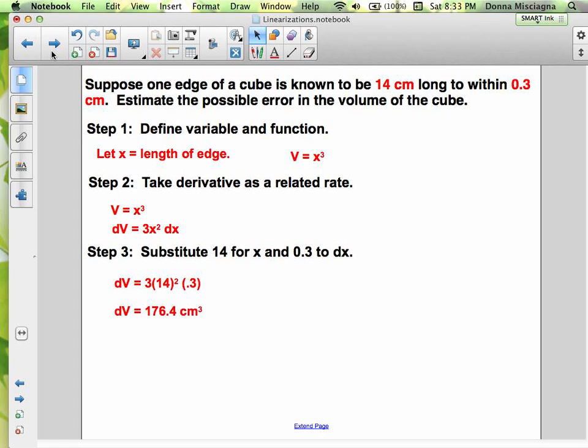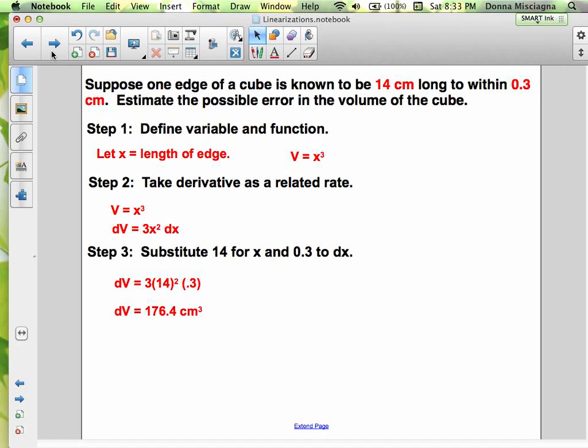All right, so take the derivative as a related rate. We take the derivative of x cubed. That's going to be 3x squared. So dV/dx would be 3x squared. And then to get the linear approximation model, we move that dx. So dV, the change in volume, is equal to 3x squared, the derivative, times the change in x.